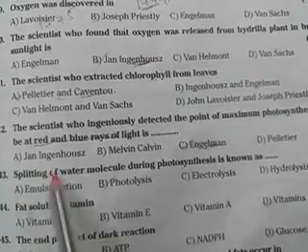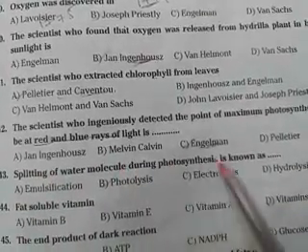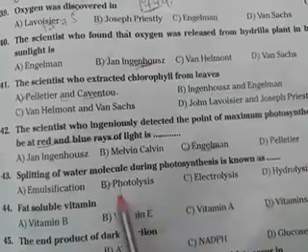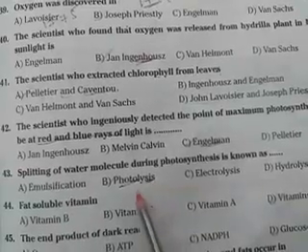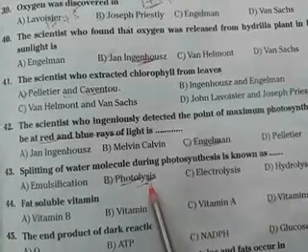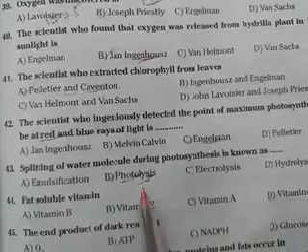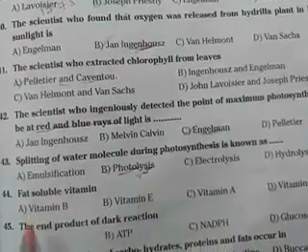Next, 43. Splitting of the water molecule during photosynthesis is known as photolysis. Photo means light, lysis means rupture. So in the presence of sunlight, water molecules undergo breakdown. This is called the photolysis process.